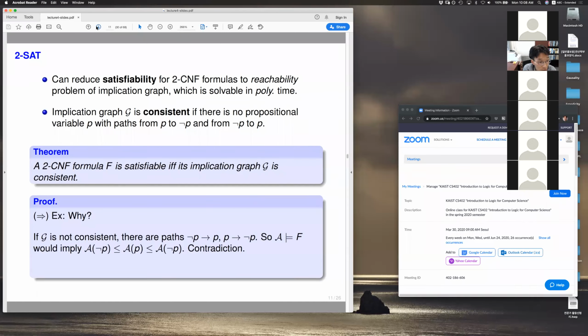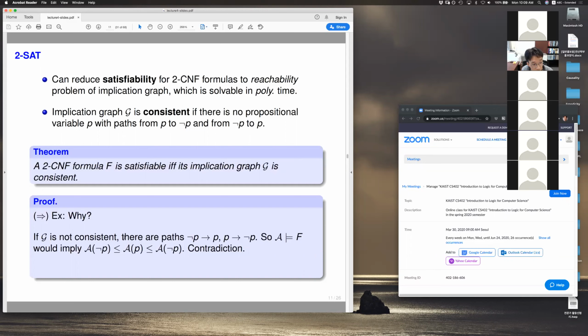If we consider the contrapositive, showing that satisfiability implies consistency is the same as showing that inconsistency implies unsatisfiability. We just take the contrapositive of this implication. So what we have to show is that if G is not consistent, then formula F is unsatisfiable. So suppose G is not consistent, but suppose the formula F is satisfiable.